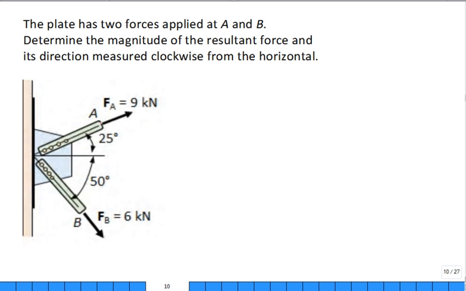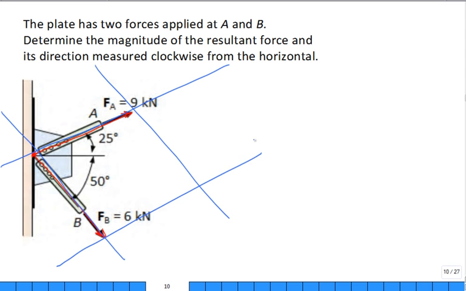Basically, we had set up this problem. We had a point here where we had this force F_A applied as well as this force F_B applied. And then we think about these as constructing a parallelogram. So the parallelogram would go like this, and like this, and like this. So these two lines are parallel and these two lines are parallel.